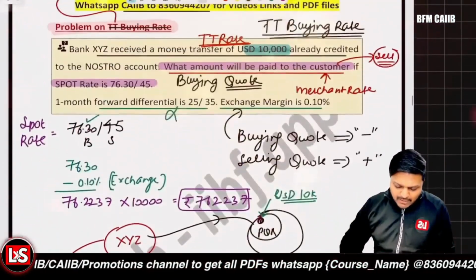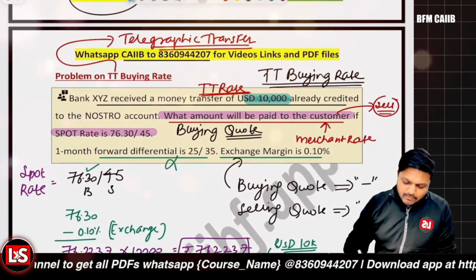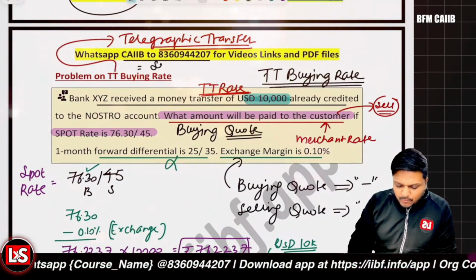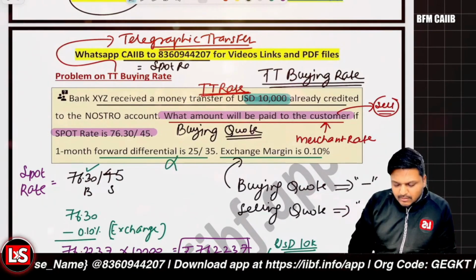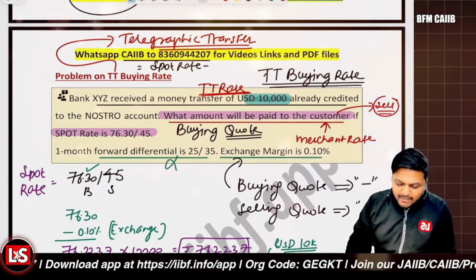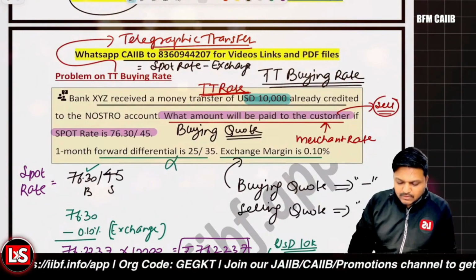And what will be the formula related to the TT buying rate? Very much easier. It is simply the spot rate, and the forward rate points are not to be considered, minus the exchange margin. That's it.